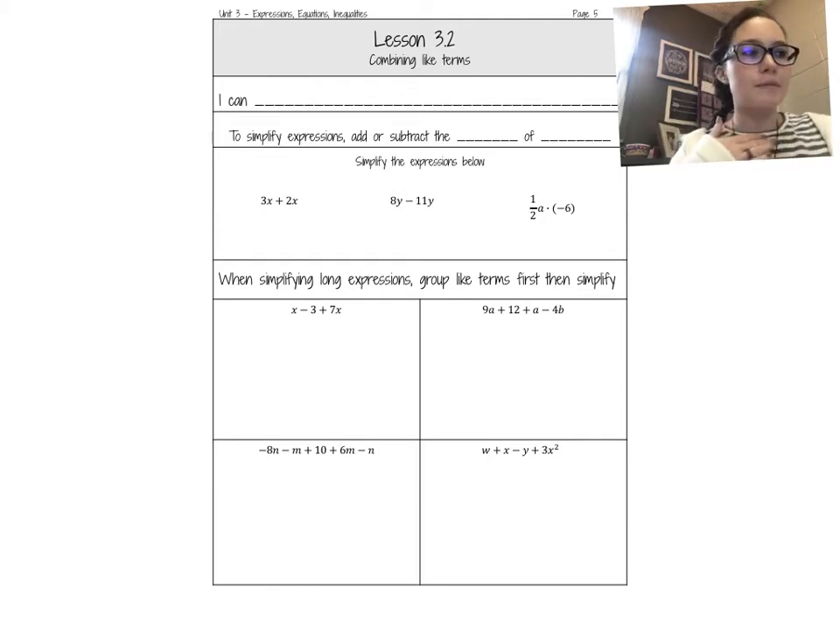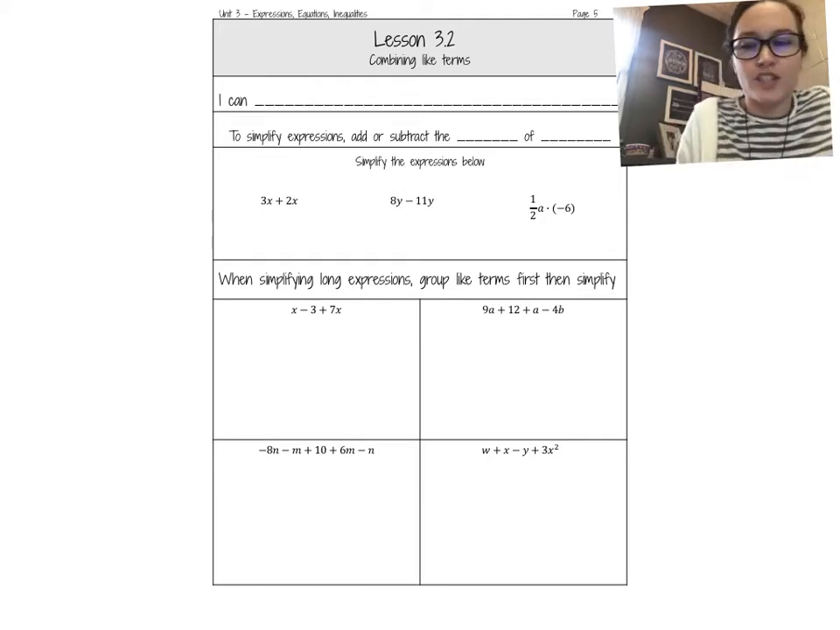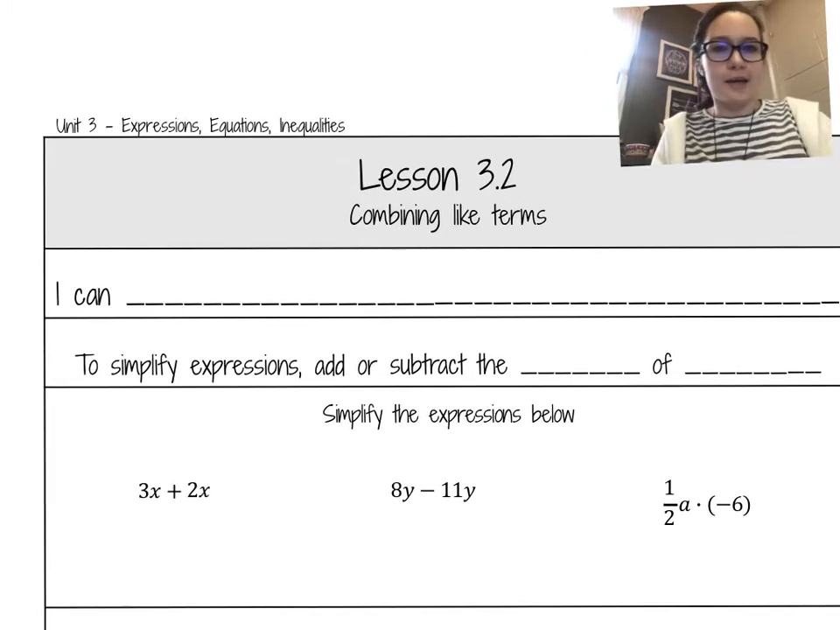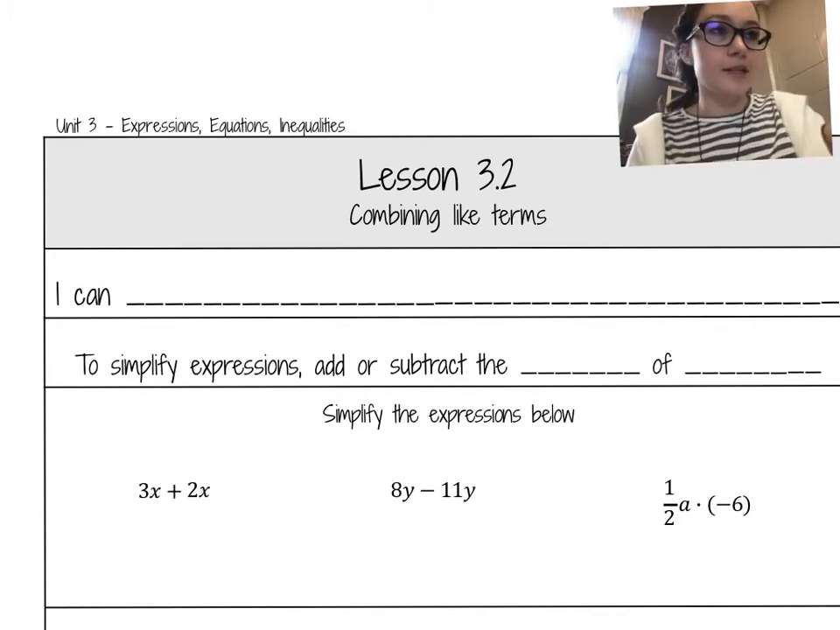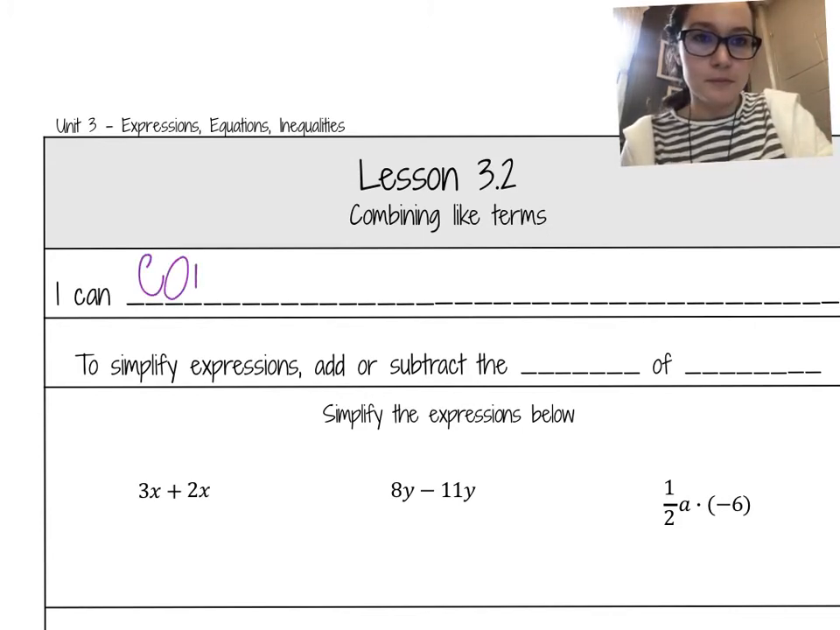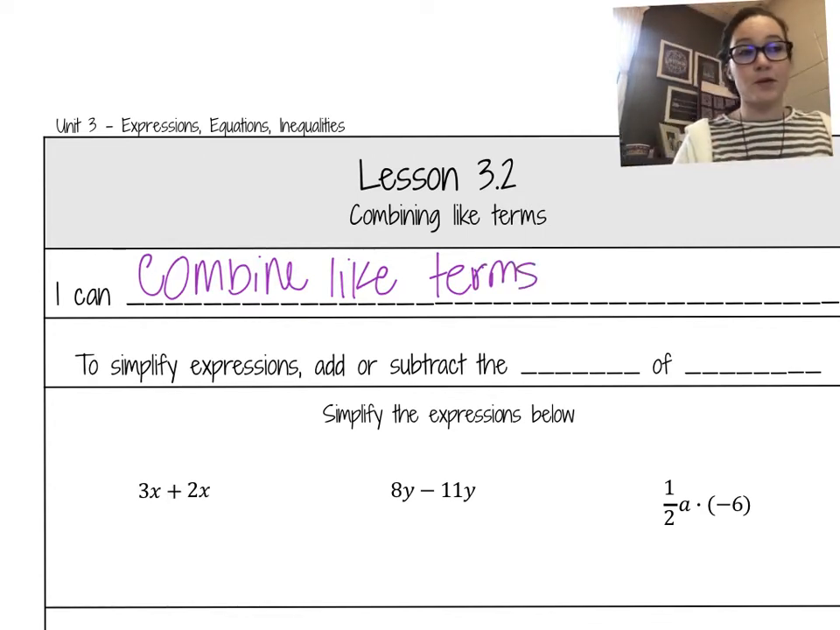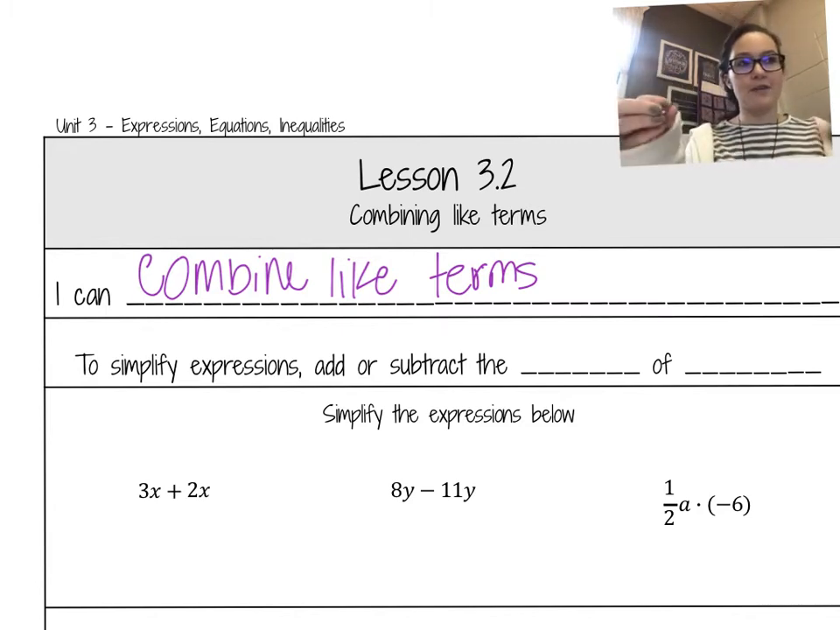Okay. So combining like terms, we're going to start some equation stuff, which is super fun. Okay, so we're going to say I can combine like terms. That's the only I can statement I can fit in that line. So we're going to combine like terms. We're going to identify the like terms. We practiced that last time. So now we're going to actually add and subtract them.